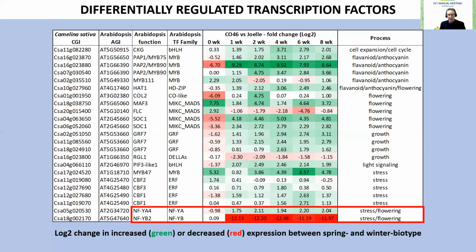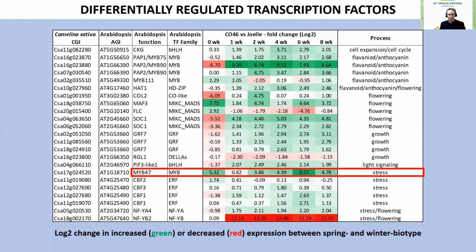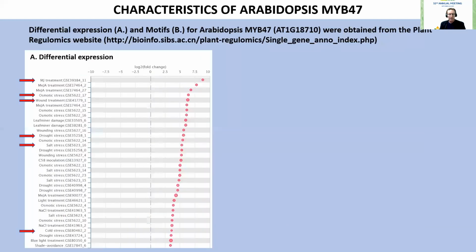In Arabidopsis, NFY subunits are known to form heterotrimeric complexes that bind to target gene promoter elements to regulate their transcription. Also of interest is MYB47, which is cold-induced in the winter biotype of Camelina, but was essentially shut off in the spring biotype.